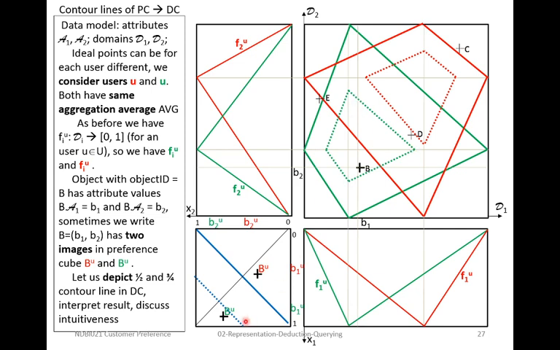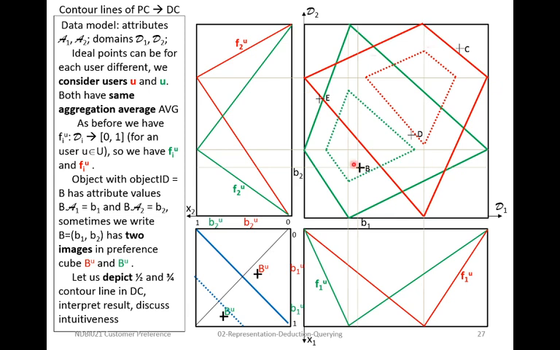So what we see is that this object B, this green image of the object B, is here in this dotted line area of the green contour line in the data cube. But the red image of the point B is here, and it is even outside the solid line area, and really here is the red solid line area, and the point B is outside.